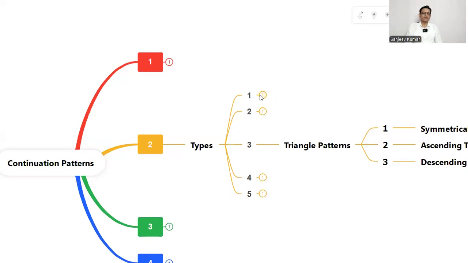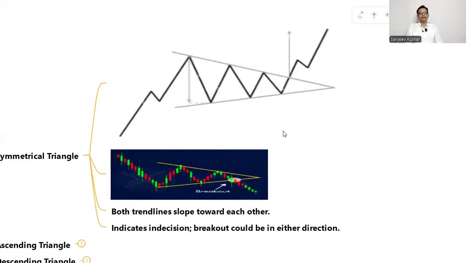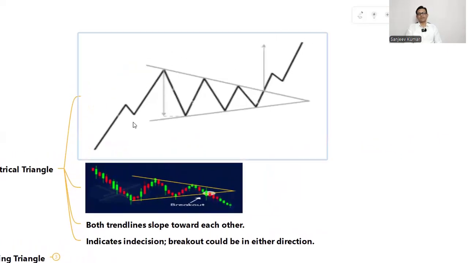Now understand what is symmetrical triangle. Symmetrical triangle looks like this. Share price was in uptrend. Due to profit booking, it starts moving down. Here, support, moving upside. Again, selling pressure, moving down. Again, getting support, moving up. And when you draw one trend line from the resistance and one trend line from support, then you will get this kind of picture.